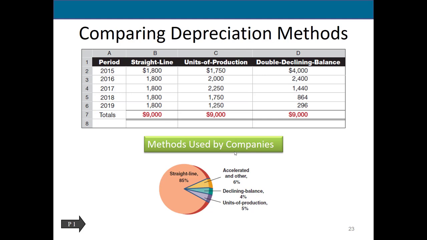Others use the units of production 5%, declining balance 4%. That's a departure from GAAP, right? But we can disclose that. We can certainly have a departure from GAAP. Number 1, if it's not material, and of course, if the cost outweighs the benefit, so we have those constraints that we can use to use those other methods.